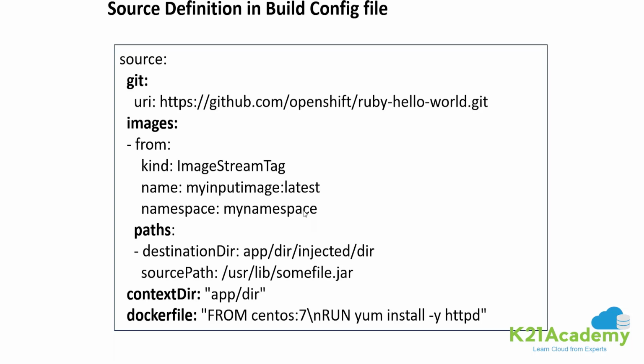And there is something important here. This path has to be understood: destination dir and source path. Destination dir is where you want to deploy the files, or where the files will be copied. And one more thing is the context directory. So destination directory and context directory, these are the two important things here.